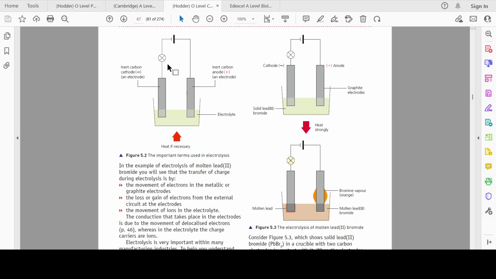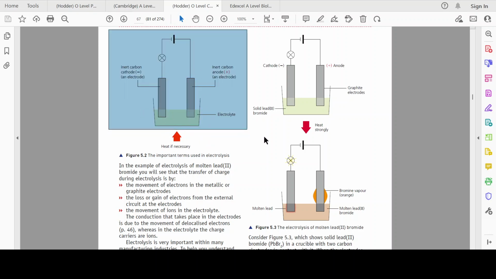Yeah. Okay, so this is a setup. And what you have over here is a power supply. This is a bulb, right? Why is that? We'll see. And this is an inert carbon cathode, so it's negatively charged. And that means it will be attracting the cations, which are positively charged. And this is an inert carbon anode, so it's positively charged, and so it will be attracting the anions, which are negatively charged. And this is the electrolyte. So this is a general setup. Now, obviously, specific setups can be different, but just for a general understanding.